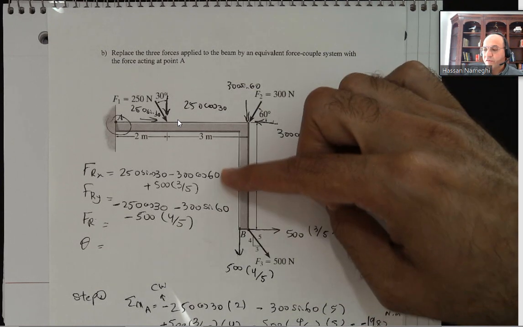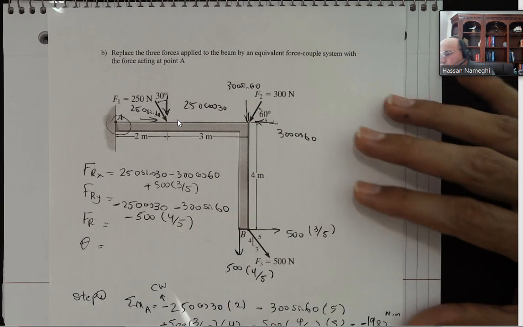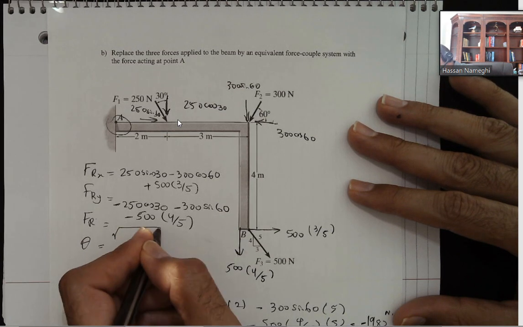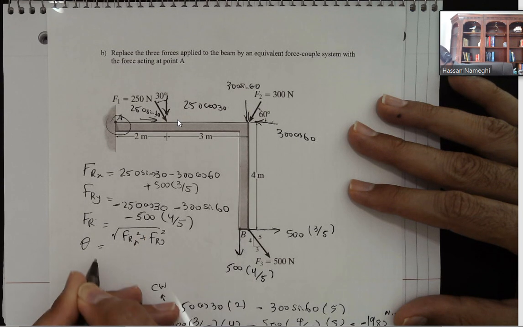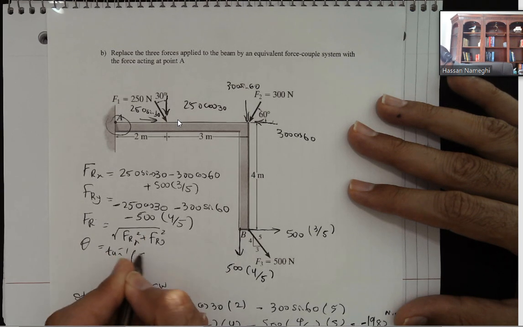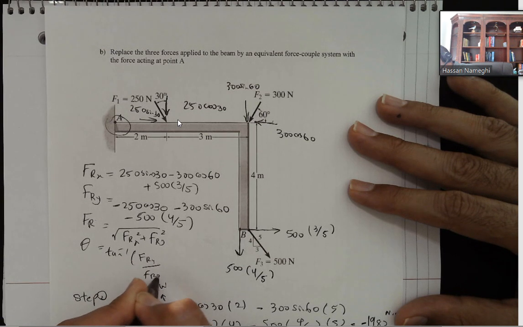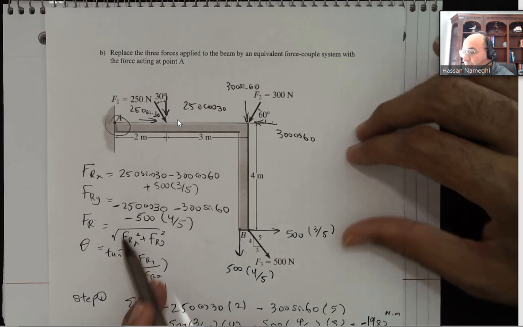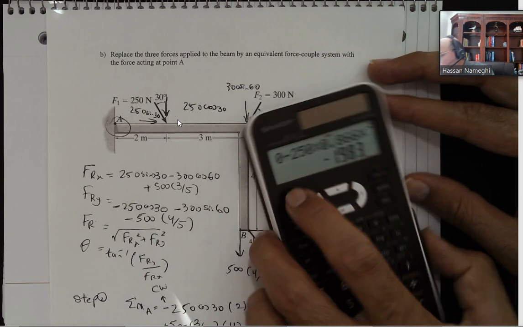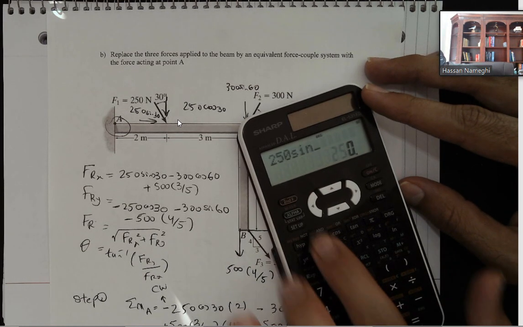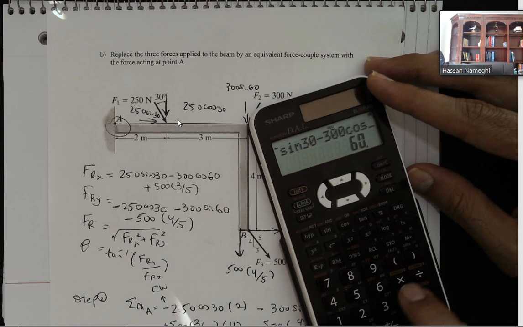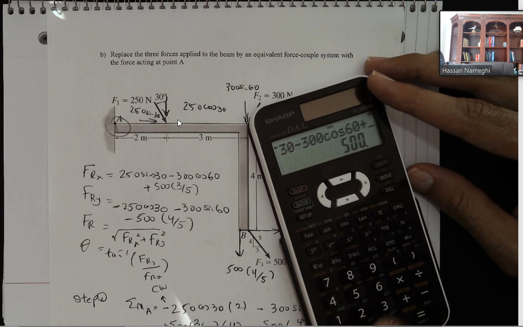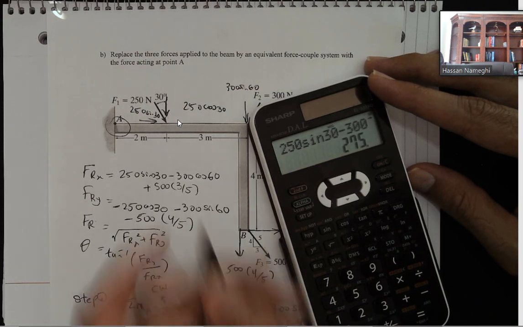So I found FRX and FRY, and I can find FR. FR would be equal to the square root of FRX to the power of 2 plus FRY to the power of 2, and theta is tan inverse of FRY over FRX. Let's do them numerically using my calculator. So I have 250 sine 30 minus 300 cosine 60 plus 500 times 0.6, which gives 275 for this.